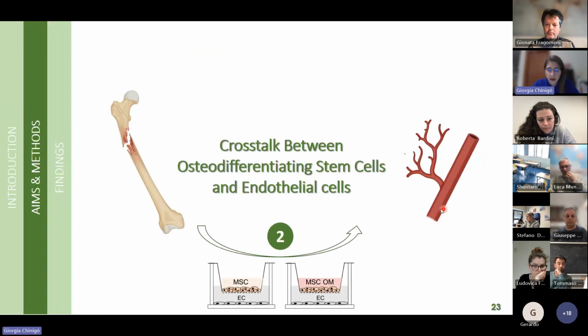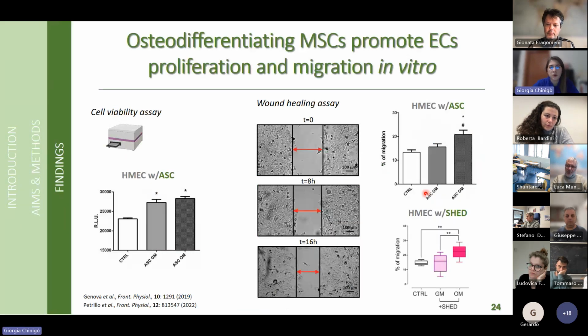Moving to the second configuration, aimed at studying the impact of osteodifferentiating stem cells on endothelial cells, what we did was, first of all, look at the proliferation of our endothelial cells co-cultured with mesenchymal stem cells. And what we found by performing a cell viability assay was that in the presence of mesenchymal stem cells, the viability of endothelial cells is increased. Similarly, their proliferation and their migration are also improved.